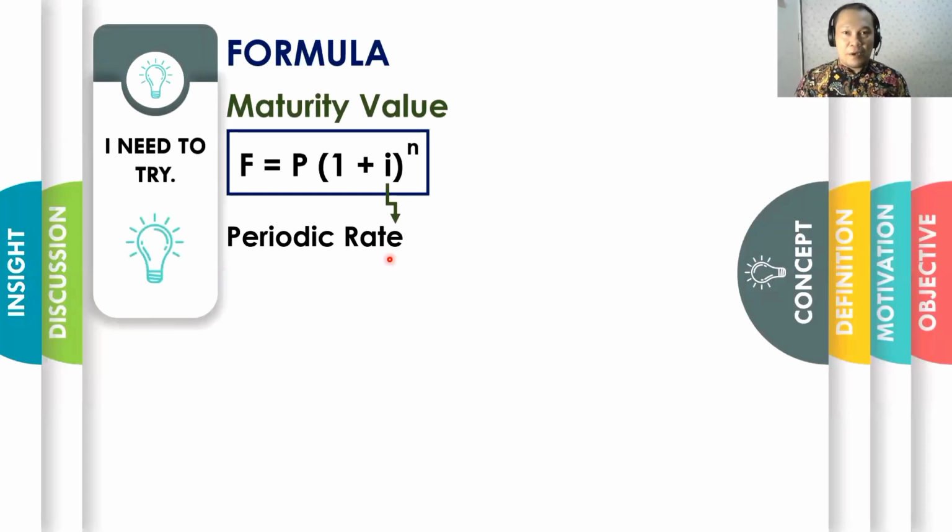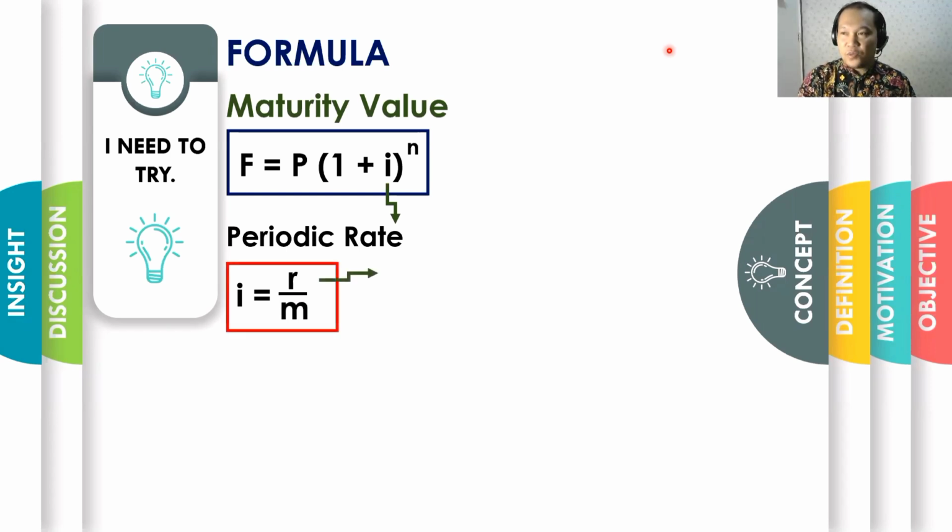If that is compounded semi-annually, therefore, the rate will be divided by 2. If that is monthly, therefore, the rate will be divided by 12. And whatever the result, that is what we call the periodic rate. Okay? And to find the periodic rate, we have i is equal to r divided by m, wherein r is what we call the nominal rate, also known as the rate of interest.